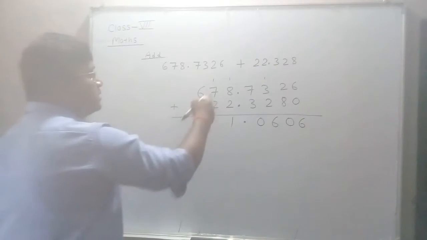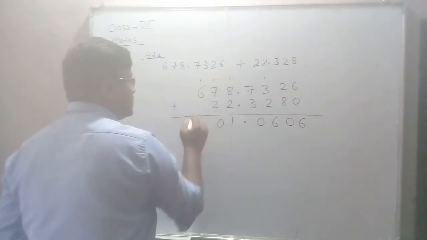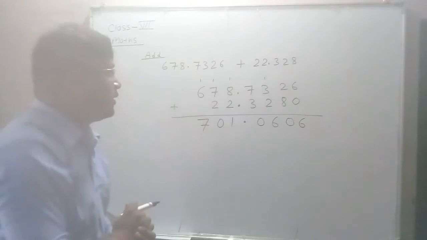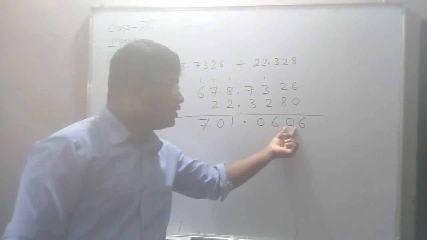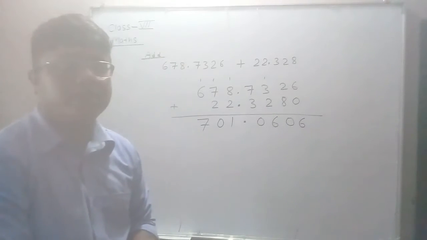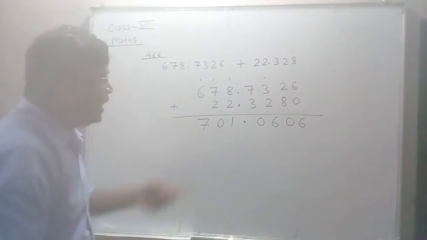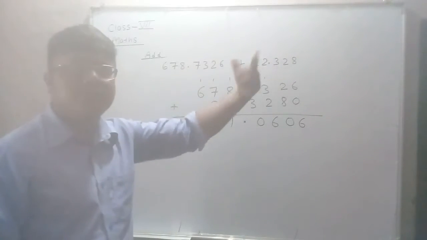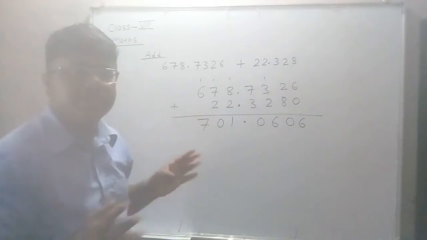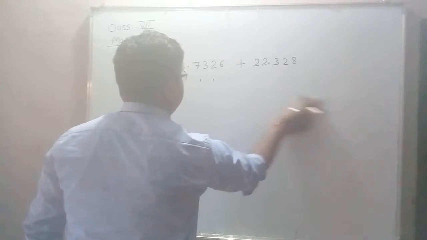Okay, so now here 2 plus 7 is 9, plus 1 is 10, 0 carry 1, 6 plus 1, that is your 7. So your answer is 701.0606. Okay, so I hope you have understood this addition. I think you can easily do it now. Any number, either 2 numbers or 3 numbers or 4, any number you have to just do in a similar manner. Okay, so now let's see the subtraction.